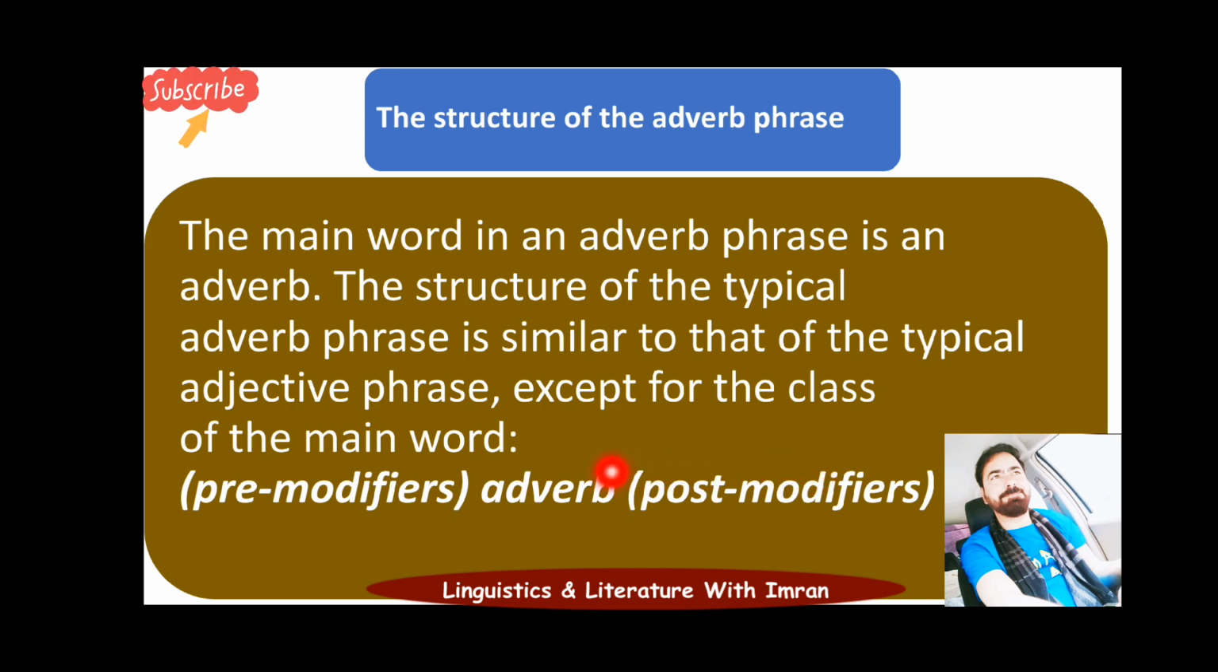What is the most important word, or head word, in an adverb phrase? That is an adverb, right? For example, if we say "very quickly," so "very quickly" is an adverb phrase. Quickly is an adverb and very is also an adverb, but very is considered a pre-modifier. So even if very is absent and only quickly is there, still we call it an adverb phrase.